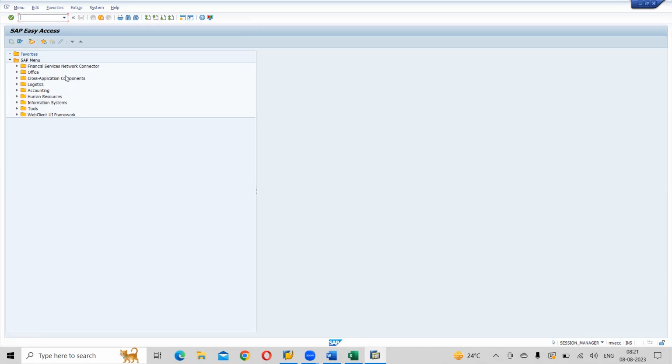Deferrals means expenditure or income belongs to the next month, but paying or receiving in the current month. Understood? What does it mean? Accruals and deferrals. Yes, sir.